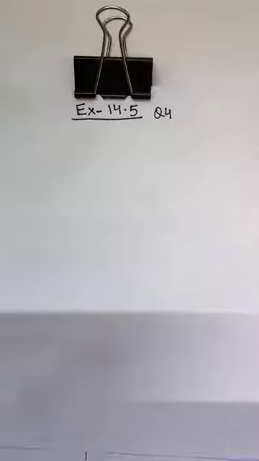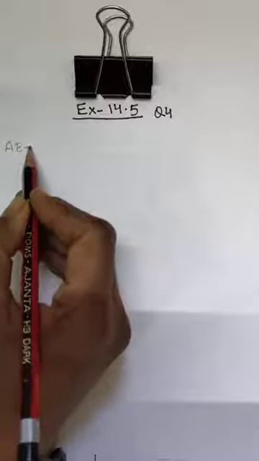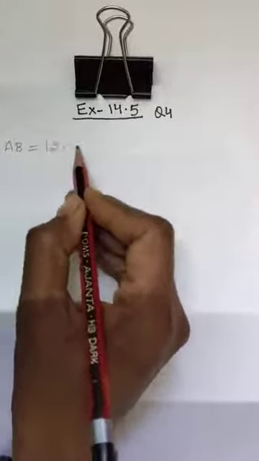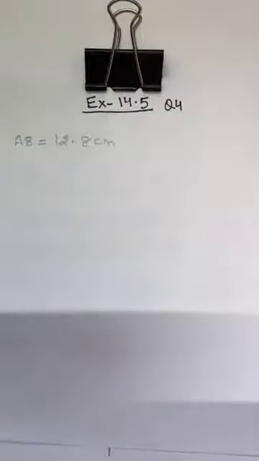Let us do now one more question of exercise 14.5, question number 4. It is: draw a line segment of length 12.8 centimeter. So let us draw one line segment AB equal to 12.8 centimeter. Then, using a compass, divide it into 4 equal parts. 2 equal parts means perpendicular bisector, but now we have to do 4 equal parts. And then it is asked to verify it by measurement. Now see how we will draw.